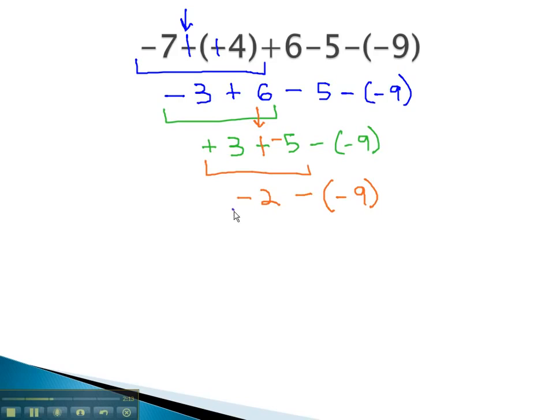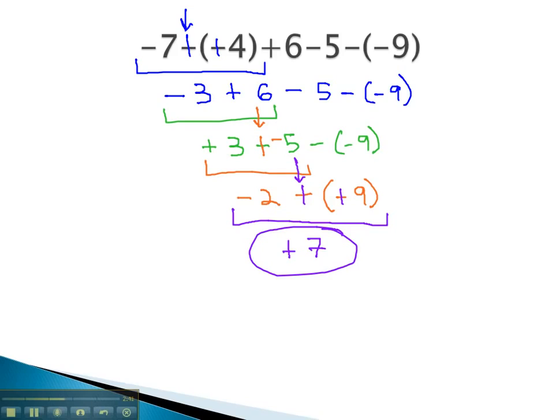Finally, our last two together. Again, we don't like to subtract, so we will add the opposite of -9, which is +9. -2 plus +9. The positive is bigger, and when we subtract 9 minus 2, we get 7. +7 for our final solution. The positive is not really needed. We could just say the answer is 7.